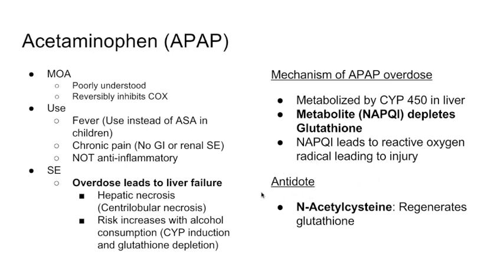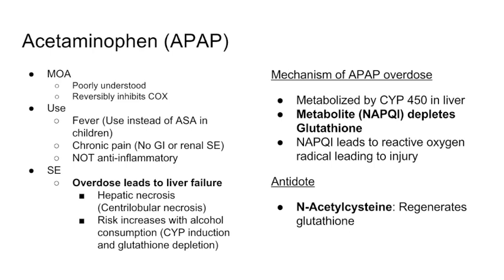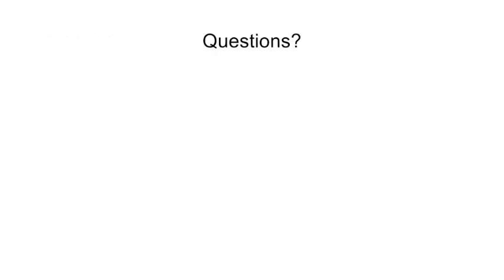A very, very, very important high yield point: what is the antidote for acetaminophen? The antidote is a drug called N-acetylcysteine, and the whole point of N-acetylcysteine is that it regenerates glutathione. So that was a very important discussion of acetaminophen. With that, we conclude our section.